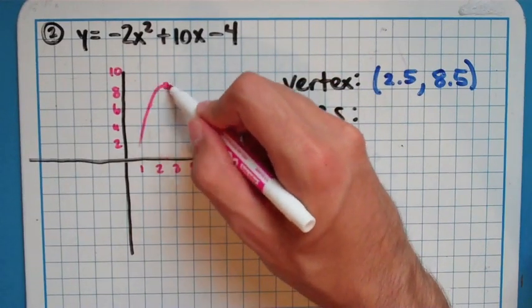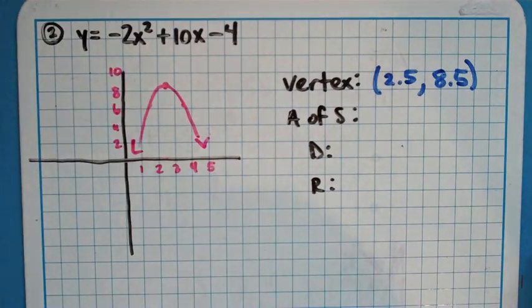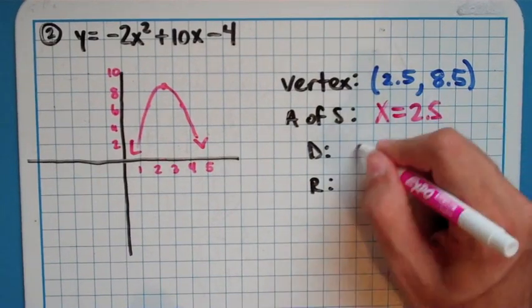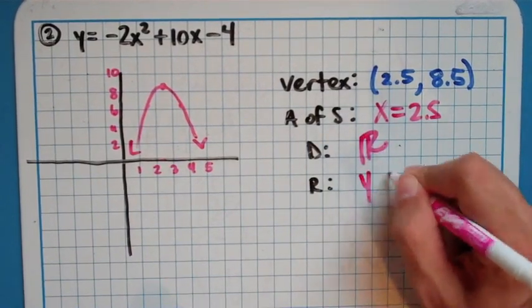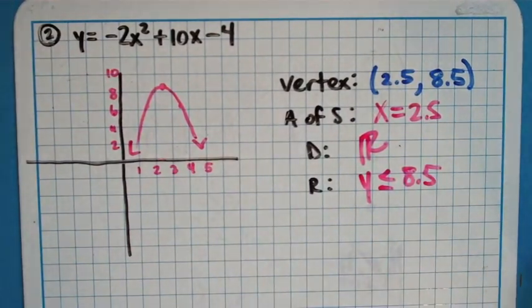And here's my parabola. Again, because I scaled it kind of weird, it's not super perfect or anything like that, but it gets the job done. My axis of symmetry here is x equals 2.5. My domain is all real numbers, and my range is y is less than or equal to 8.5. So find the vertex, and then just use your A to get your other 2 points.